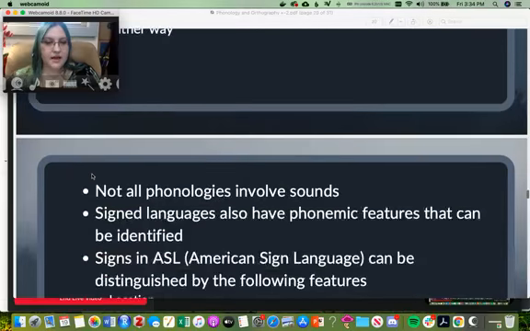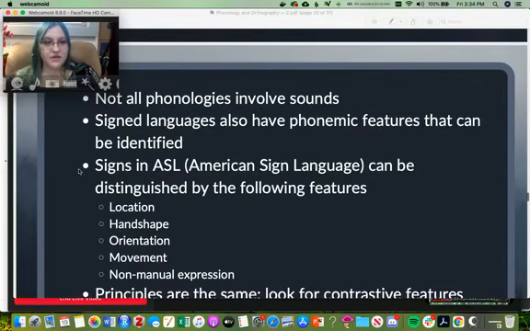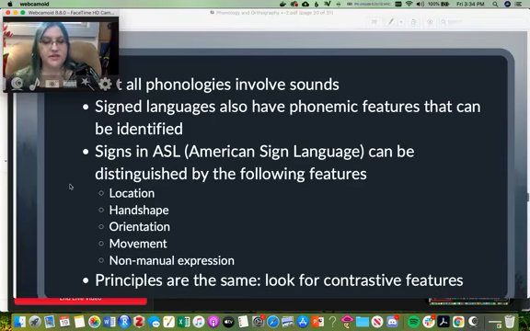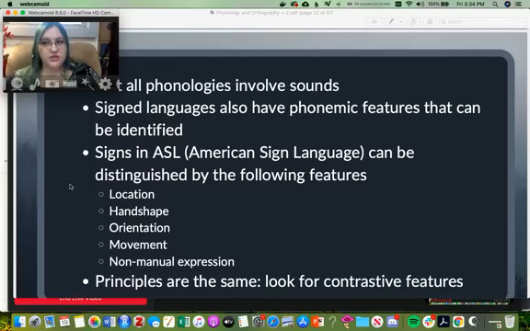But not all phonologies actually involve sound. If you are working with a signed language, you will also see phonological elements, but of course they won't involve sound, but other elements that will pattern and make contrasts in that language. So, for example, signs in American Sign Language can be distinguished with different features, just the way that sounds can be distinguished with certain features, like whether or not they have voicing, right? Like T versus D might be a distinctive feature for sounds in English.